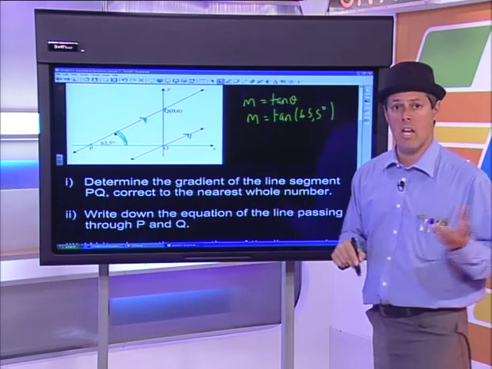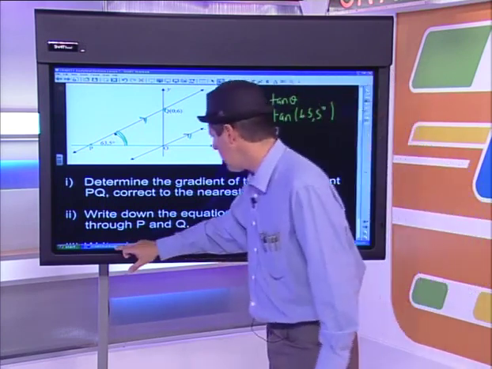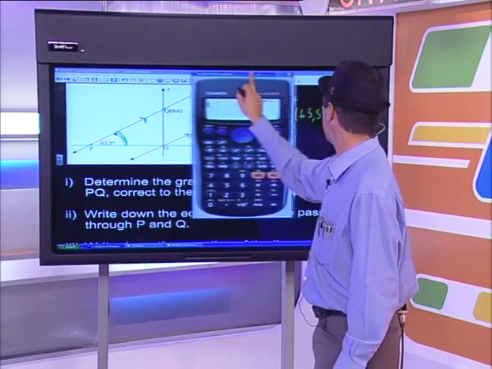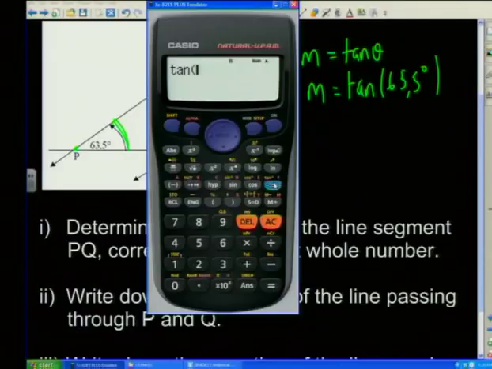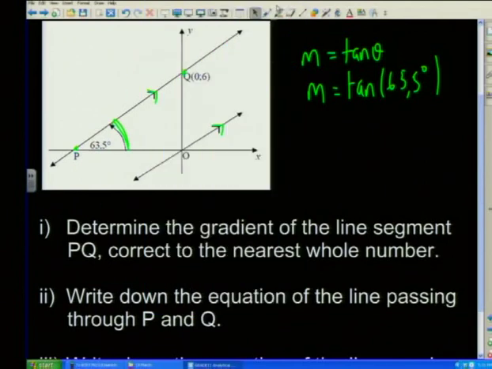And now I can just press that on a calculator. So let's pull up my trusty friend. Okay, and I'm going to pull up my calculator. And so I just press the tan of 63.5, and press equals, and voila, Bob's your auntie. And they said to me, to the nearest whole number, so I must look very carefully, the nearest whole number, well, it's going to be 2. Okay, so my gradient m, let's just pull up a pen quickly. My gradient m is approximately equal to 2. I've rounded off to the nearest whole number.